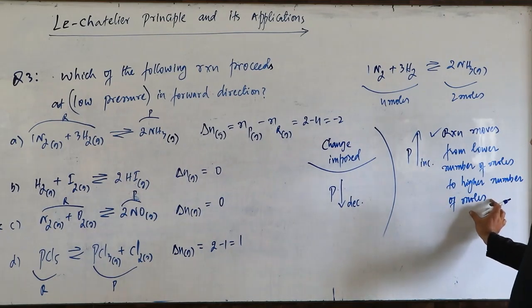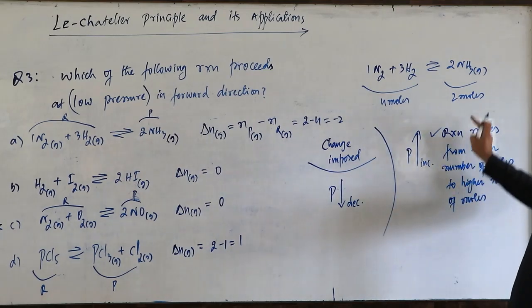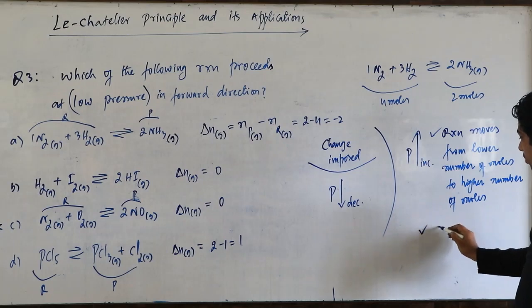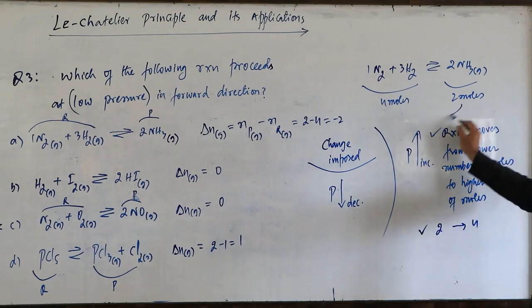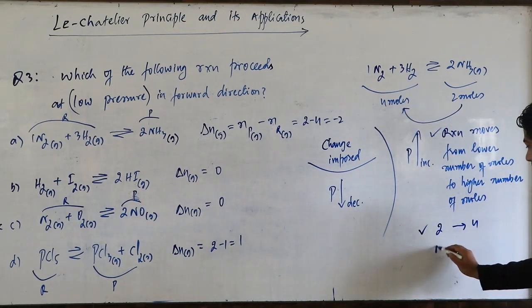So have a look here. This is the condition. Now if you look at your reaction, we have to go from the lower number of moles to the higher number of moles. That means we have to go from 2 to 4. That means from 2 moles to 4 moles. When we go from 2 moles to 4 moles, we are going in a backward direction. So I will write down here, backward reaction takes place.